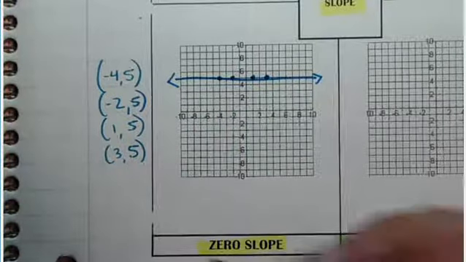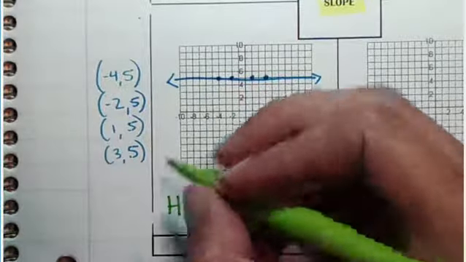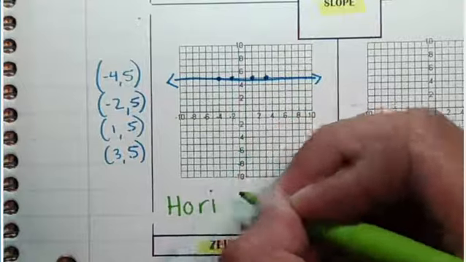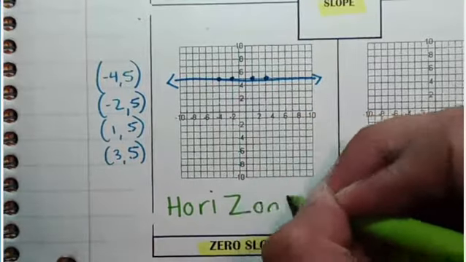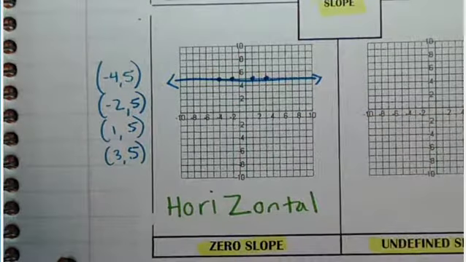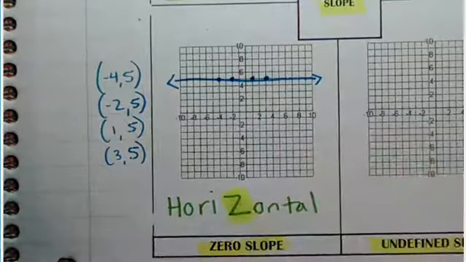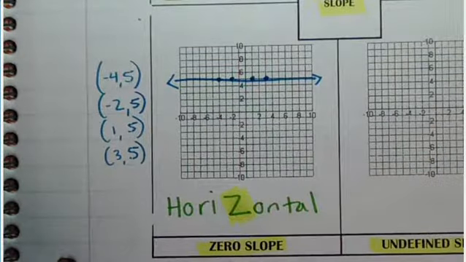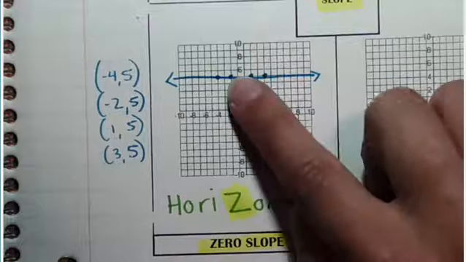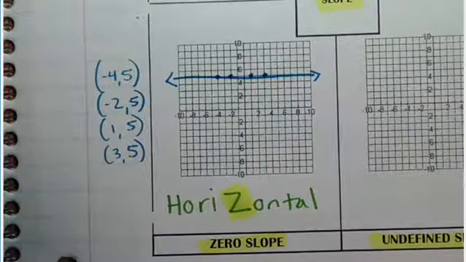Okay, remember, a horizontal line, write it just like me, horizontal. Okay, the horizontal, the Z, shows me that this is a 0 slope. Okay, because again, it's not going up or down, it's just moving from left to right.